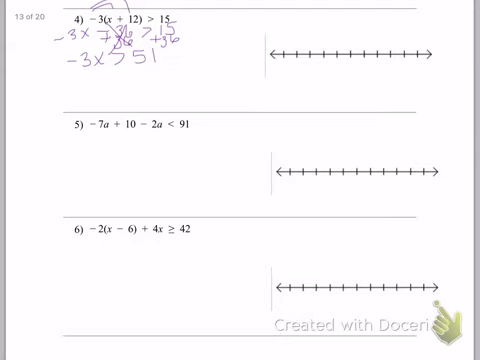To isolate the variable, we need to divide both sides by -3 to get these to cancel out. So we have x, and then we gotta flip that sign. So flip it. And then 51 divided by -3 gets you -17.